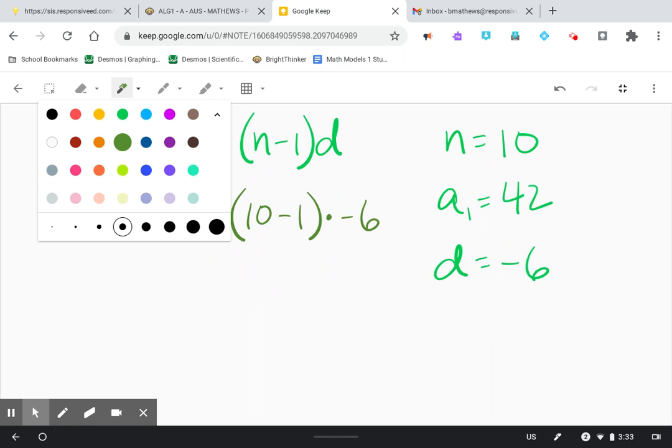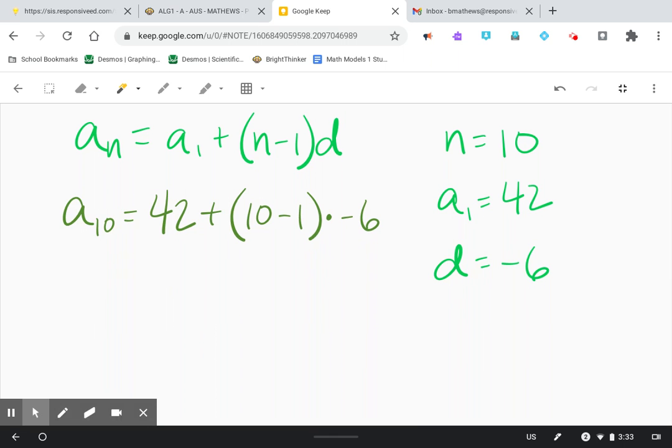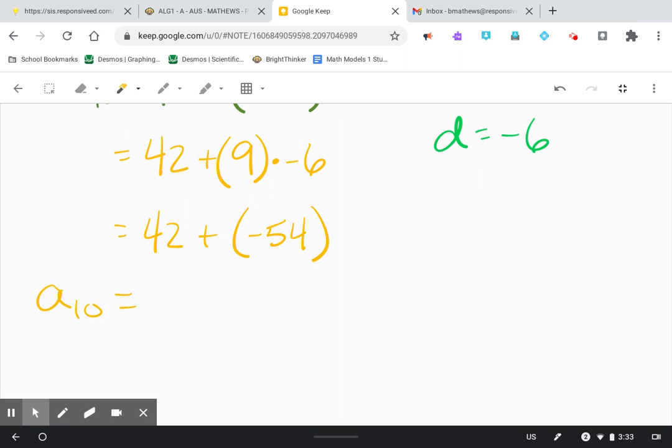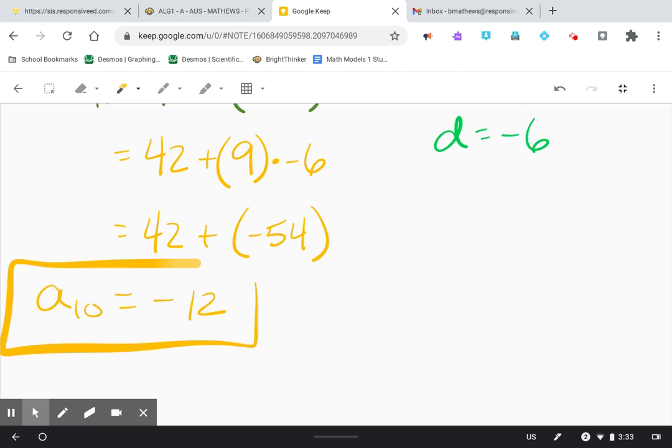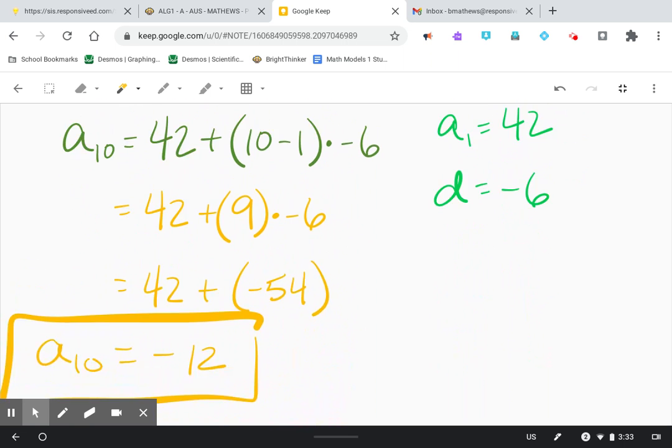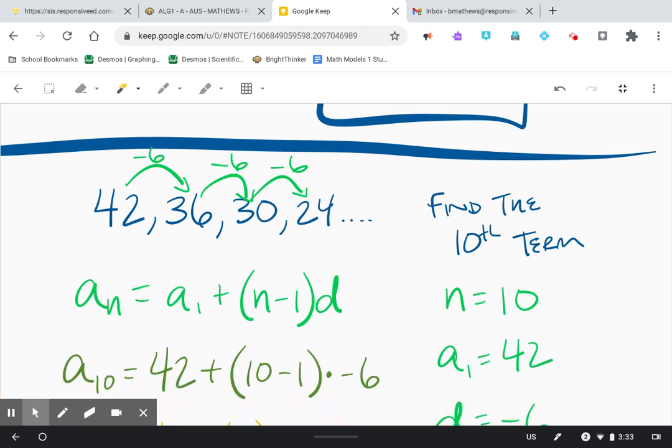We're not going to let those negatives throw us off. Keep moving. 42 plus 9 times negative 6. 9 times negative 6 is going to be negative 54. So then A10 equals, if I went into my calculator and added this up, 42 plus negative 54, I get negative 12, and that is the final answer. The 10th term of the sequence is negative 12. I continue to subtract 6.